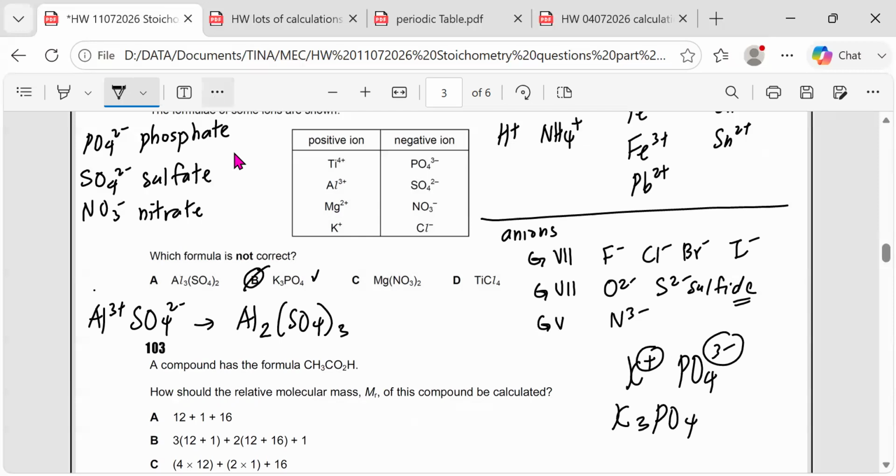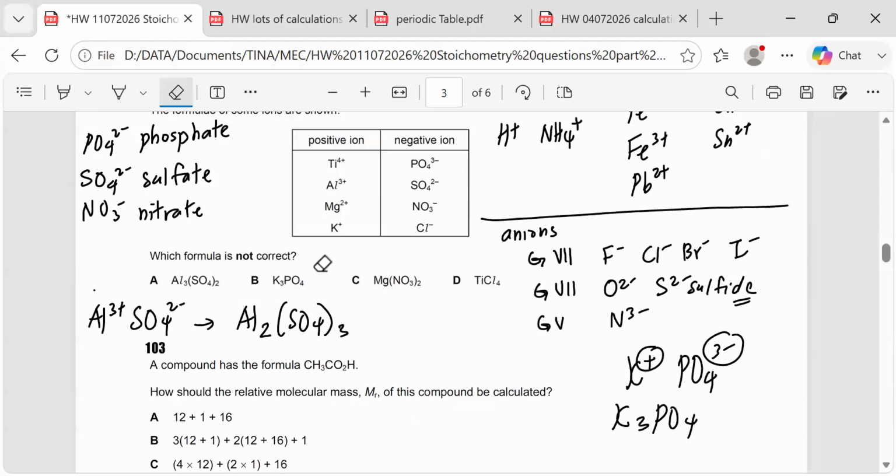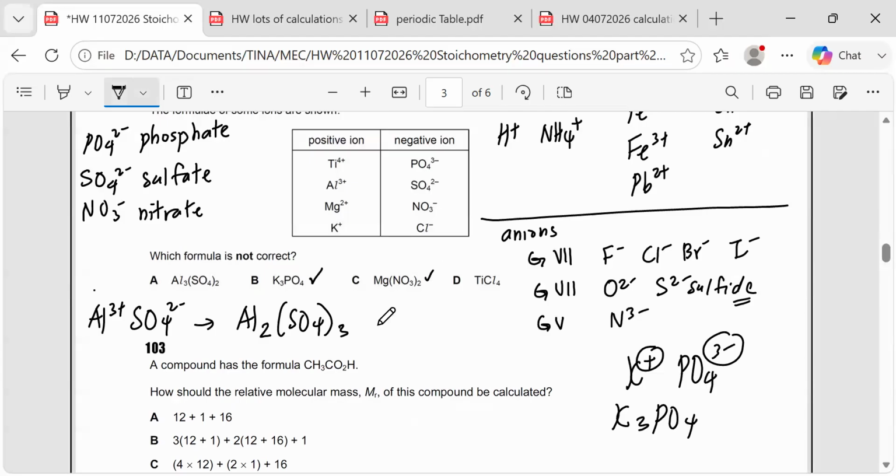Oh, sorry. They're asking which one is not correct. Sorry, this one is correct. This one is also correct. Why is it correct? Because Mg is 2 plus, NO3 is 1 negative. So how do you move it down? 2 you move here, 1 you move here, 1 no need to write. So it's Mg(NO3)2. This is also correct. Titanium 4 chloride, Ti4+, Cl1 negative. This is correct. So the question is asking for not correct, so the answer is A. You need to have all of this in your brains.